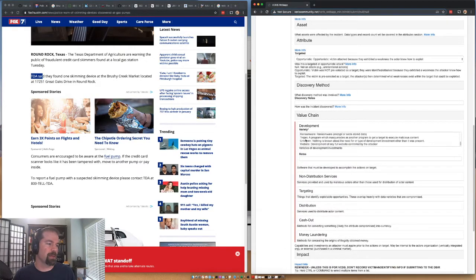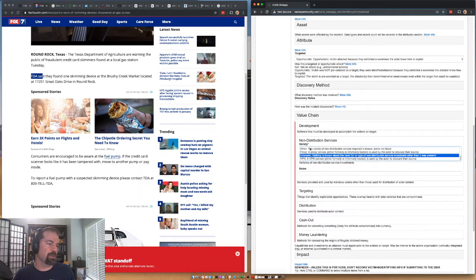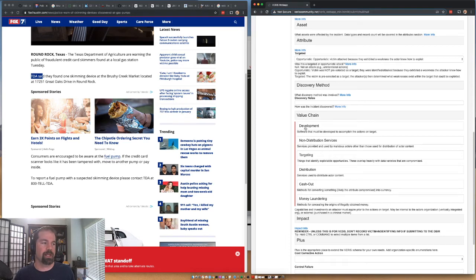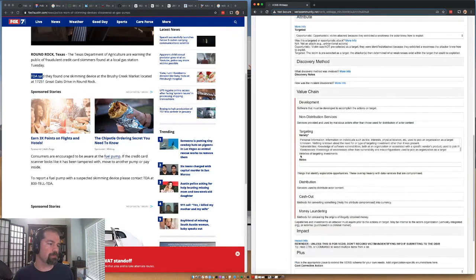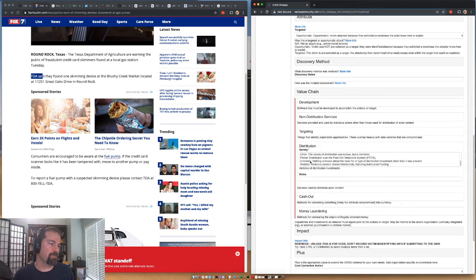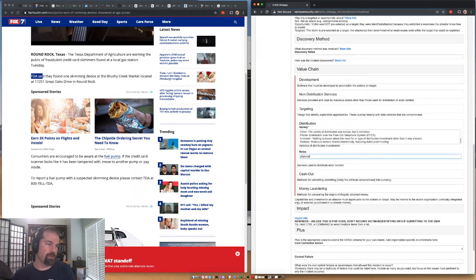Value chain, this is one we've talked about before. Other, let's call it skimmer, they would have had to develop a physical skimmer that fit. We don't know about distribution services. This is one where I really wish breach records would capture more of. Targeting, organizational information. So let's see. This is like gas terminal type. So they were targeted because of the gas terminal they had skimmers for. Distribution. Again, this is going to be physical, so other.